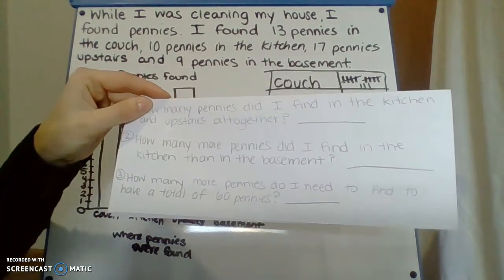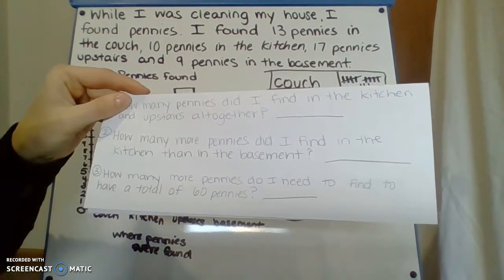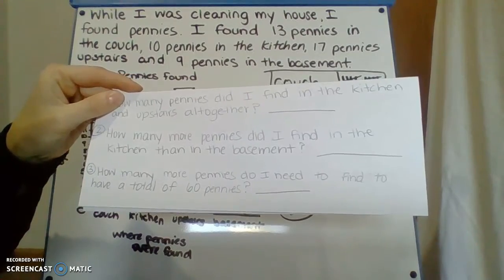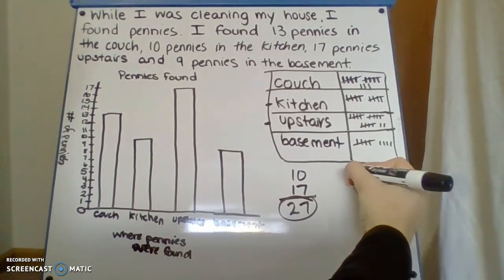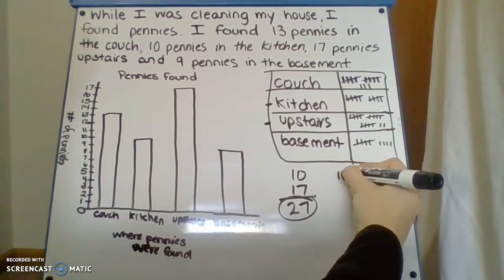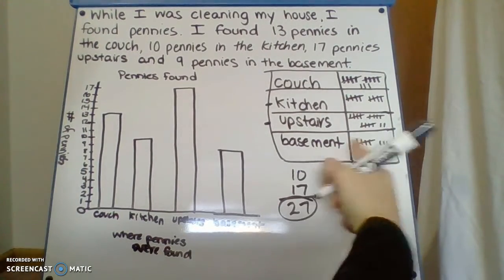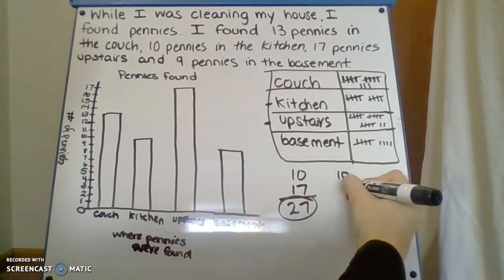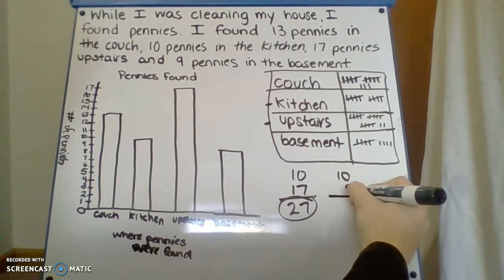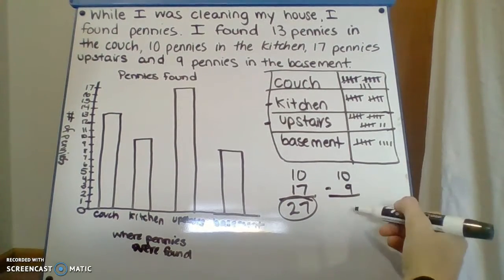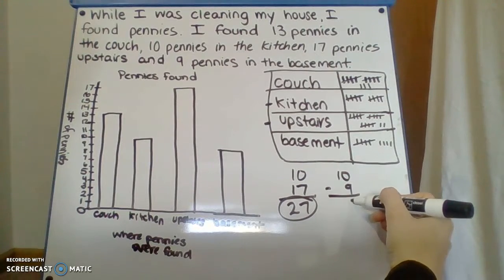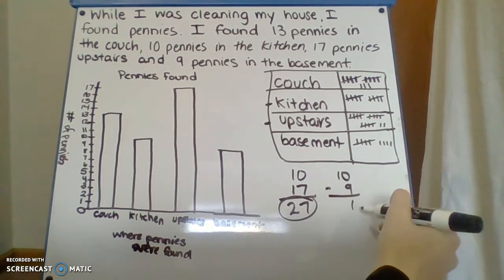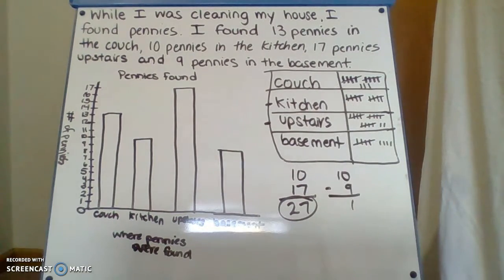Now it says, how many more pennies did I find in the kitchen than in the basement? Kitchen is 10. We just did that. Basement is right here, 5, 6, 7, 8, 9. Everyone should know this. What's 10 minus 9? The difference is 1. So there's one more penny in the kitchen than in the basement.